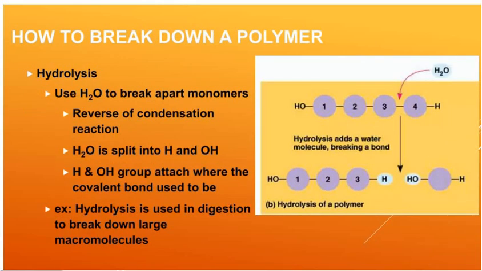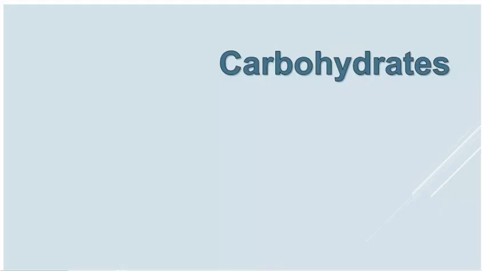So how to break down the polymers? Hydrolysis. Use water to break apart monomers. It is the reverse of the condensation reaction. H2O is split into hydrogen and OH. H and OH groups attach where the covalent bond used to be, and hydrolysis is used in digestion to break down large macromolecules.